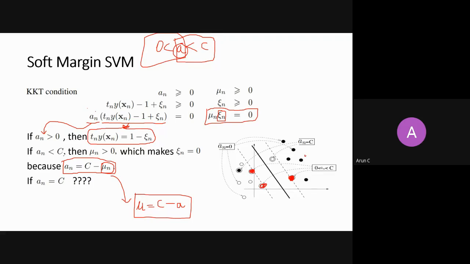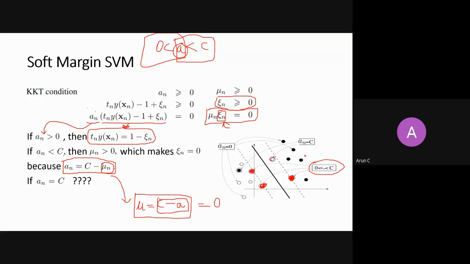So if a is greater than 0, it means my constraints are active. And if a is less than C, it means I am exactly on the margins. So these are my support vectors, right? But let's say I allow a to be equal to C. The moment a equals C, my mu will equal 0. When mu equals 0, it means my psi can be non-zero, because the constraint is that psi should be non-negative, so it can have some positive number. The moment psi has some positive number, it means I am actually on the wrong side.